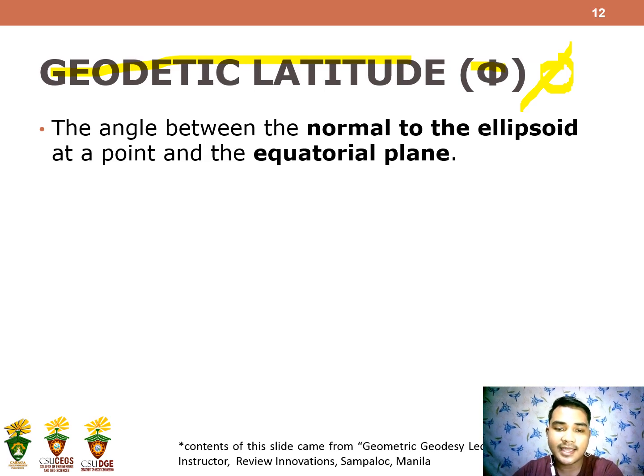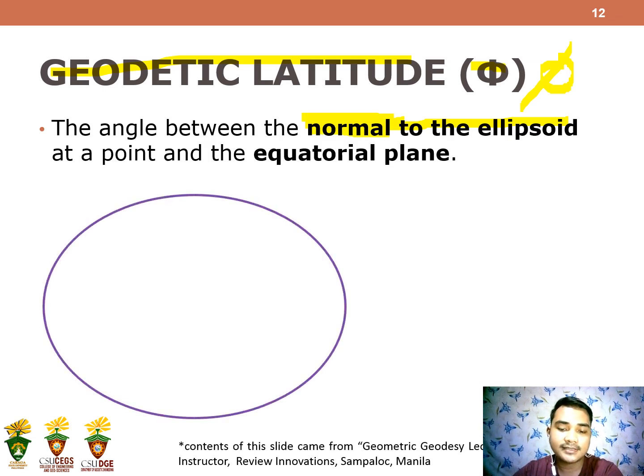Geodetic latitude is the angle between the normal to the ellipsoid at a point and the equatorial plane. When we say normal, class, it means 90 degrees at the specific point.